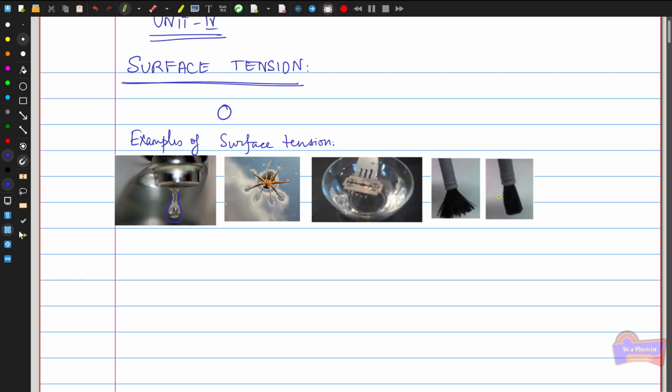So this simple example shows that the surface of the liquid behaves like an elastic membrane, which is under tension and has a tendency to contract. This tension or pull of the surface of the liquid is called the surface tension. Apart from that, there are many other real examples of surface tension.